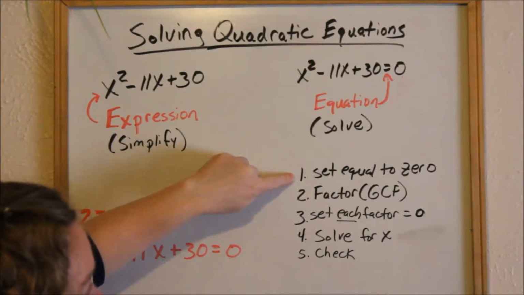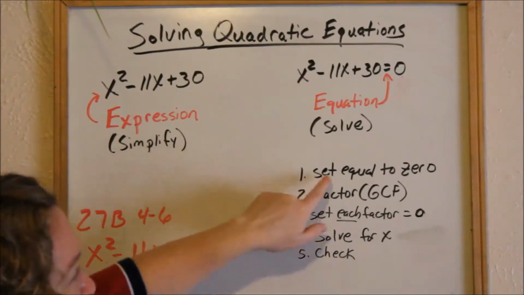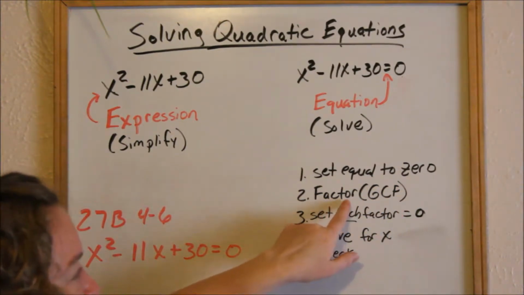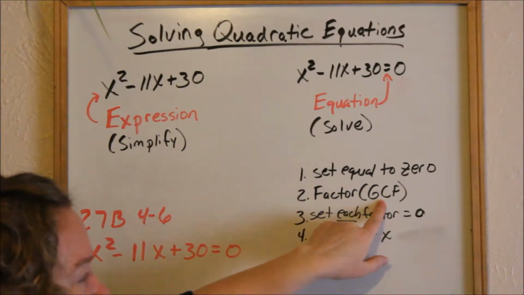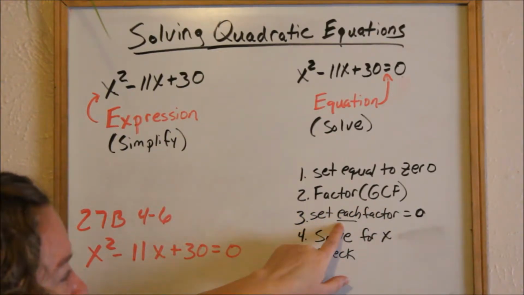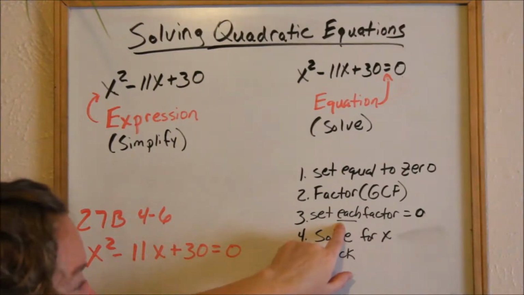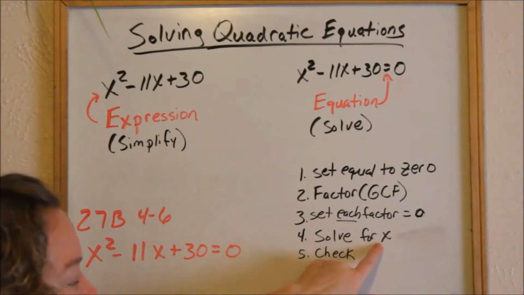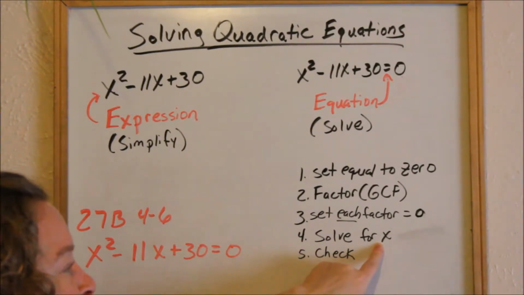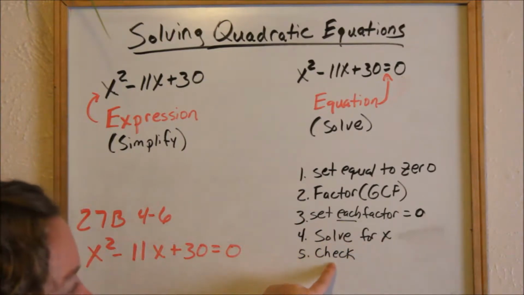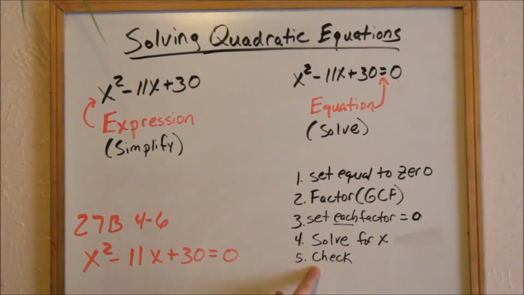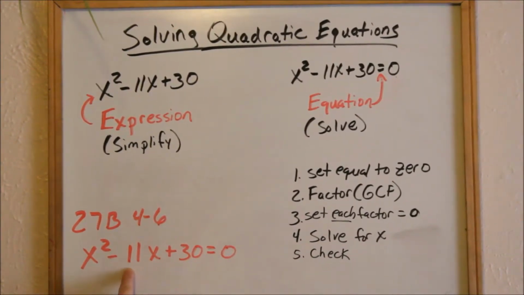The very first thing that you want to do for your equations is to make sure you set it equal to 0. Then your next step is you're going to factor. Remember to look to see if you have a greatest common factor that you can factor out first. Then you will set each of your factors equal to 0, and then you will solve for x. And remember, we just said if your highest exponent is 2, you should have 2 solutions for x. And then the last thing is to check.